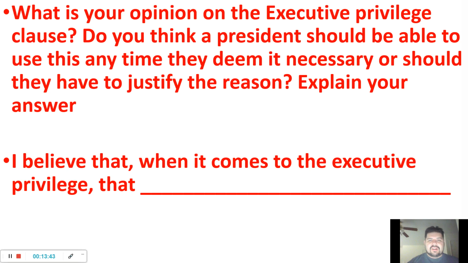So if you don't know how to start off the sentence, it's right there on the bottom for you. But if you want to write on your own, that's fine. Just be sure that you actually start off the sentence the right way, not "because this and that." No, right? Complete sentence. Okay.